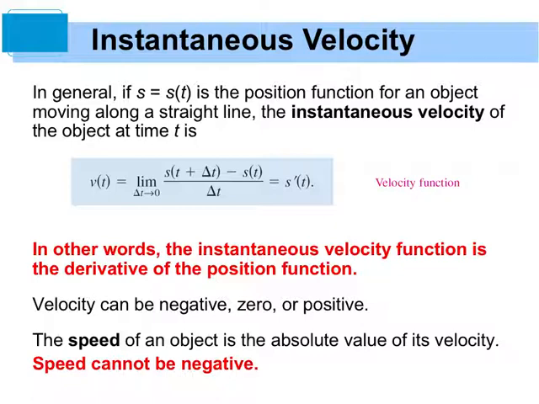We talked about the velocity being negative, positive, or zero. Negative going down, positive going up, zero if it's not moving. But this is also important, which I'm sure you learned in physics, is the difference between velocity and speed.